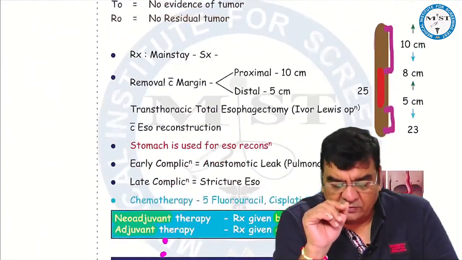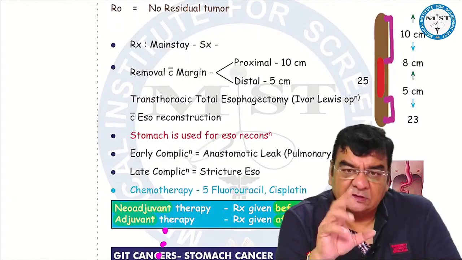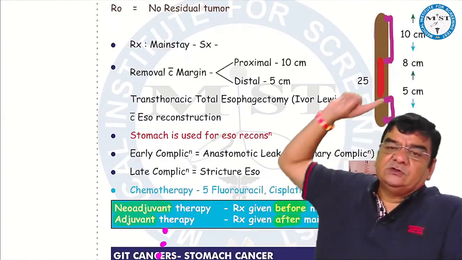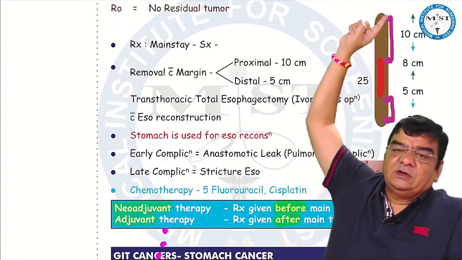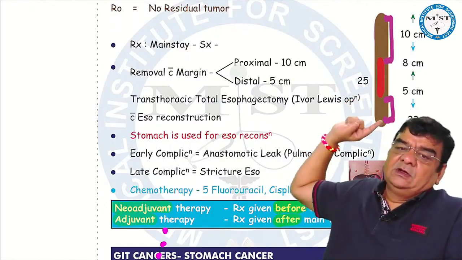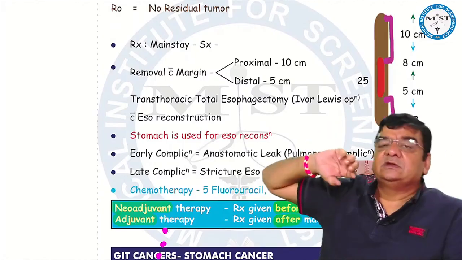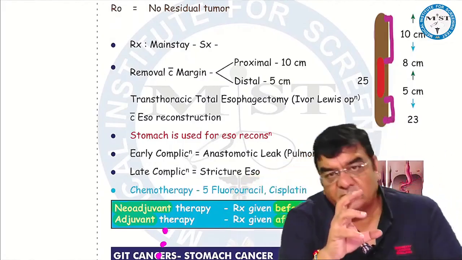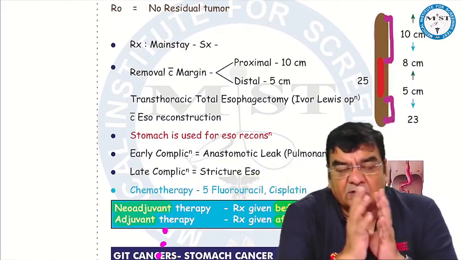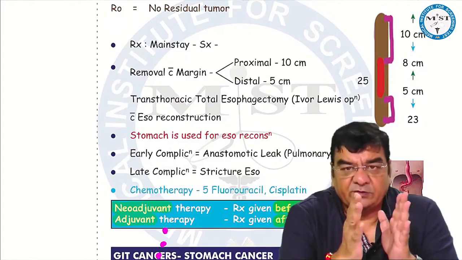The mainstay of treatment for esophageal cancer is surgery, where we remove the tumor along with the margin. The proximal margin to be taken in esophageal cancer will be 10 centimeters and the distal margin to be taken will be 5 centimeters. Because we have to take 10 plus 5, 15 centimeters as a margin. The total length of the esophagus is 25 centimeters. So majority of the times we'll end up doing a total esophagectomy.